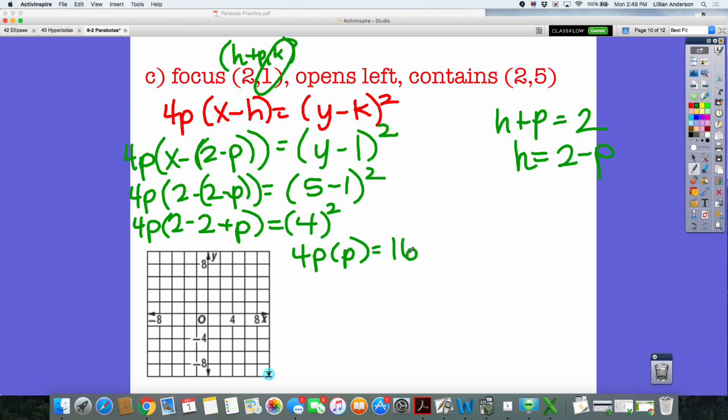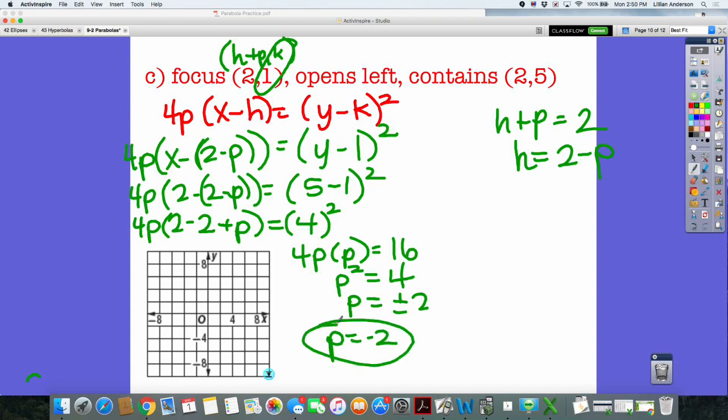Will it always work out like that? Well, it should work out to the point where you should get a nice number. You could divide by 4. Divide by 4, what's p times p? p squared. And 16 divided by 4 is 4. What do I have to do? Take the square root, which gives me plus or minus 2. The question is, is it positive or negative? It opens left, so you know p has to be a negative 2.